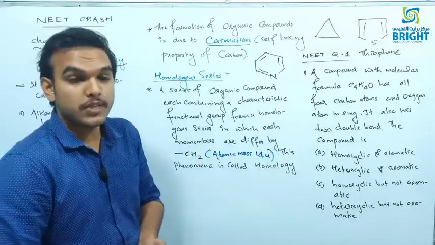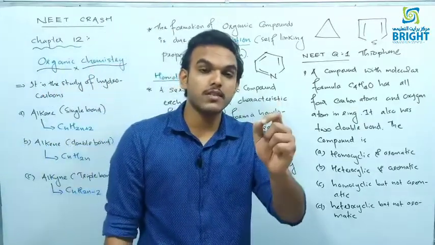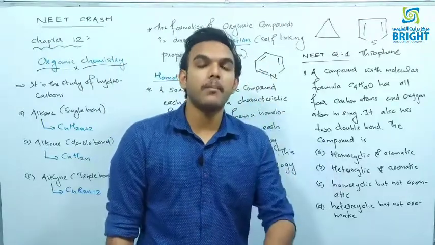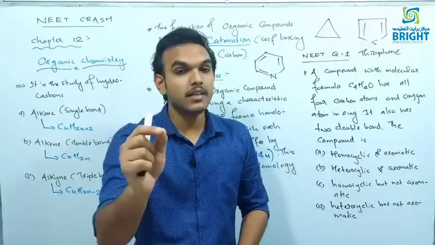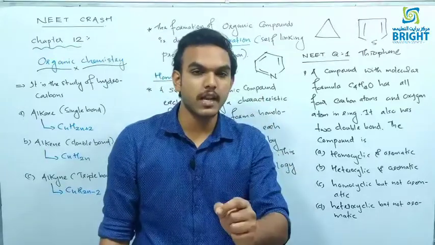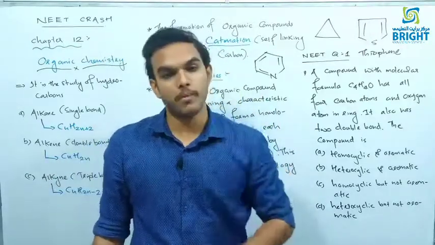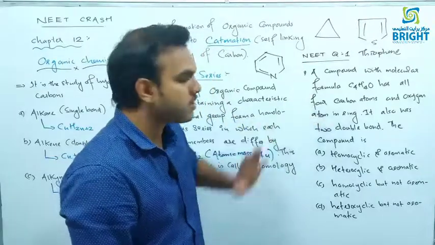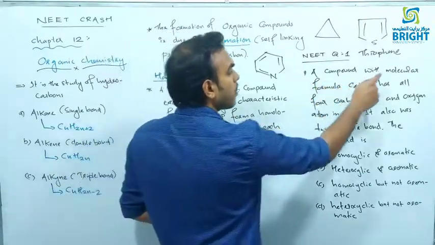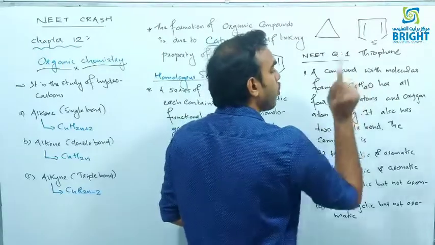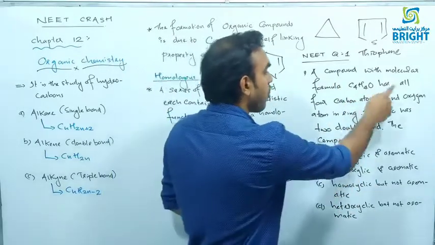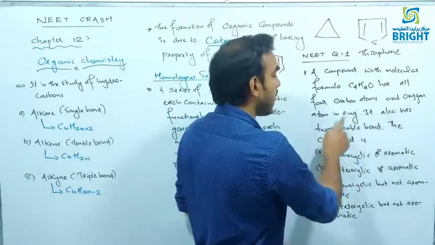So what is a heterocyclic compound? The compound which consists of any other element than carbon and hydrogen is known as heterocyclic, and if a compound consists of only carbon and hydrogen, it is known as homocyclic. In this context, a question is given: a compound with a molecular formula C4H4O has all 4 carbon atoms and the oxygen atom in a ring.